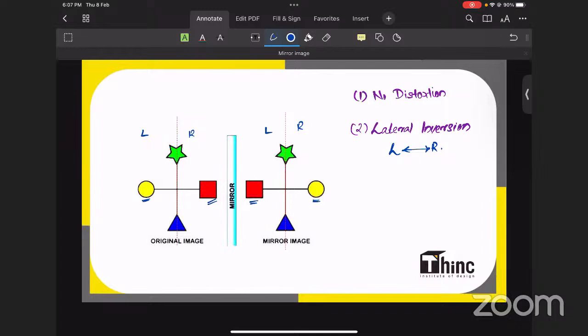So the third rule. Now let's look into the third rule. There are no top to bottom changes.